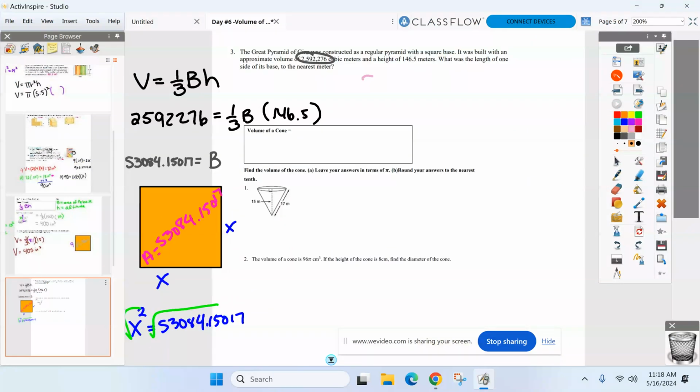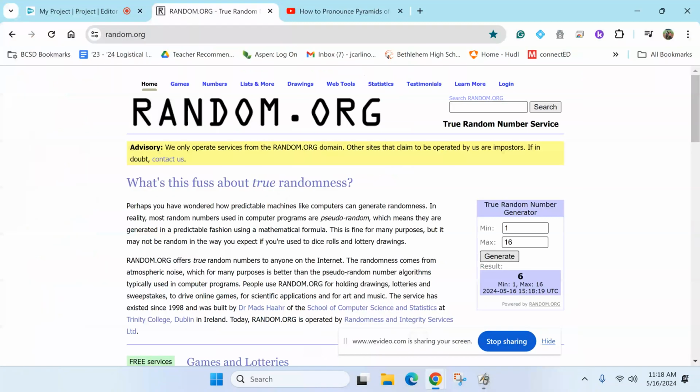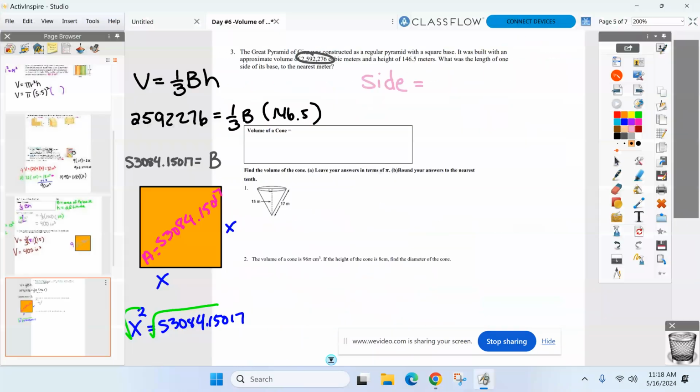And we get a side length of, rounded to the nearest meter. Let me know when you have it. Rounded to the nearest meter. Haley, when you have it. So 230? Oh, yeah. Nearest meter, yep, 230 meters. Good work. There's your side.